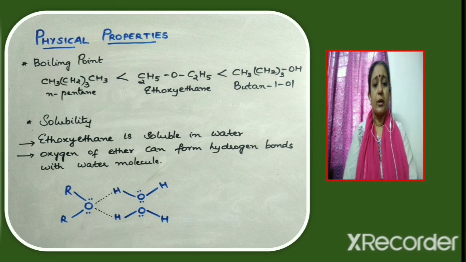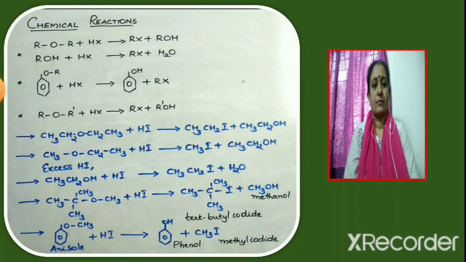Next, consider solubility. Lower members are soluble in water. For example, ethoxyethane is soluble in water. What is solubility due to? It is due to the fact that the lower members like ethoxyethane can form hydrogen bonds with water molecules. Therefore, lower members are soluble in water.